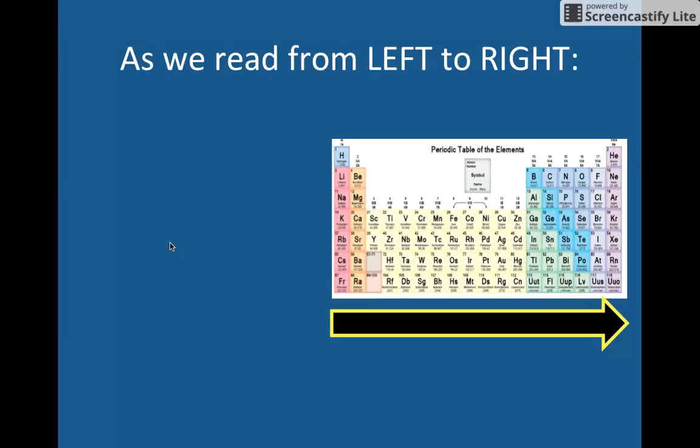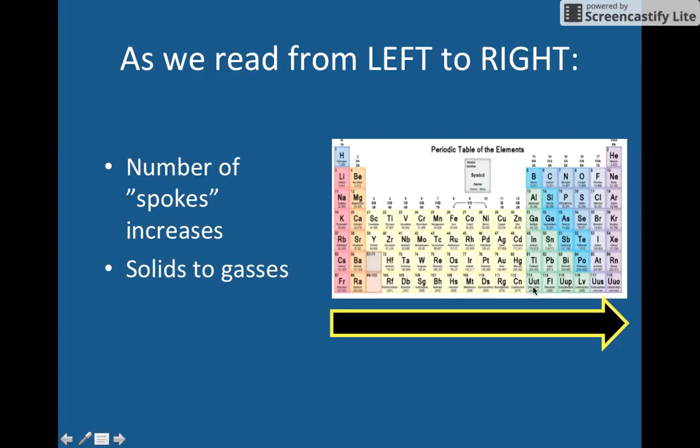As you go from left to right, of course, one trend that we saw is the number of spokes increases. We'll talk about what that means in a little bit. It also goes from solids to gases. So as we look over on this side of the table, you're going to see a lot more solids. This side of the table, you have a lot more gases. And obviously, there are a couple exceptions in there, but that pretty much stays true for the most part.